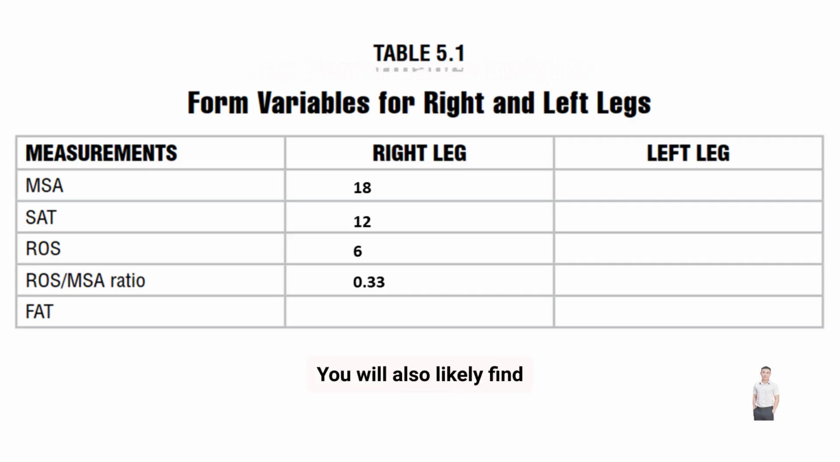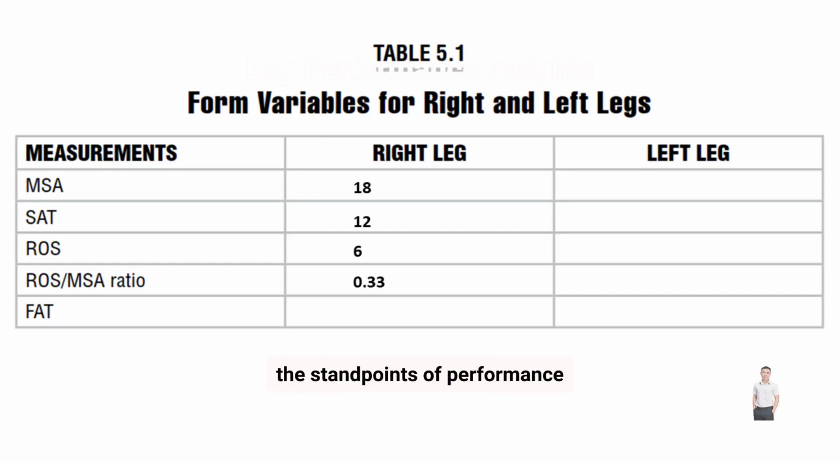You will also likely find that the numbers are quite different between your right leg and left leg. While this might seem surprising, it is completely normal. Very few runners have legs that function identically. Most runners, even Usain Bolt, have a fast leg and a slow leg, where one leg does a better job of optimizing the form variables.